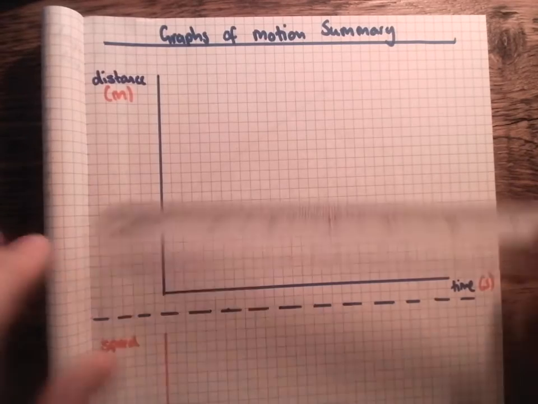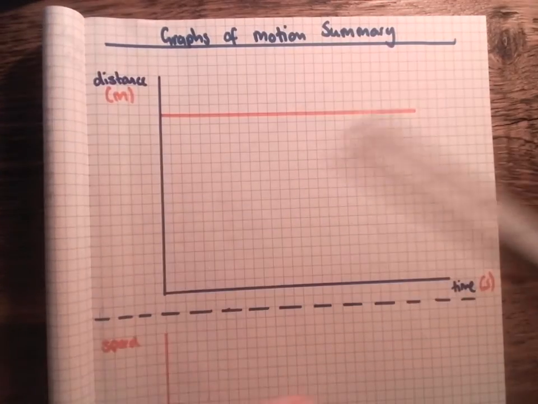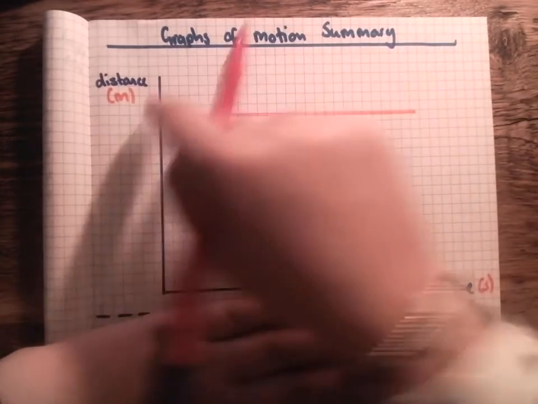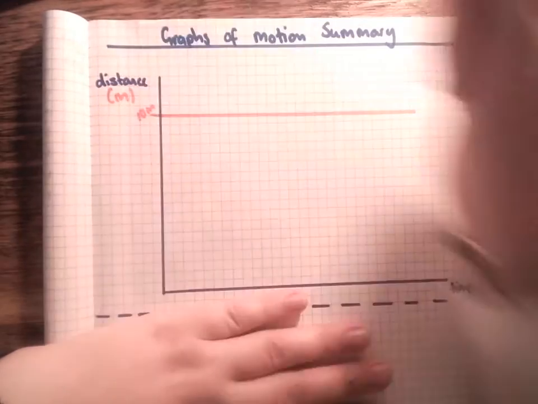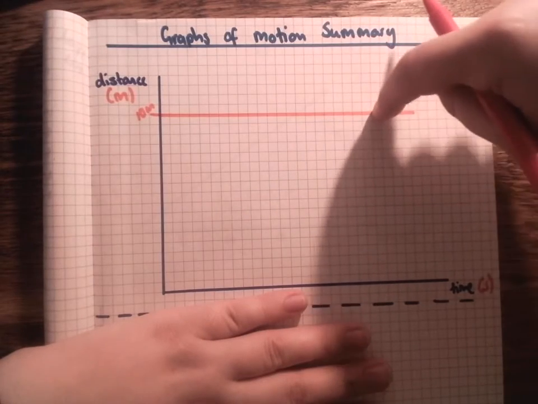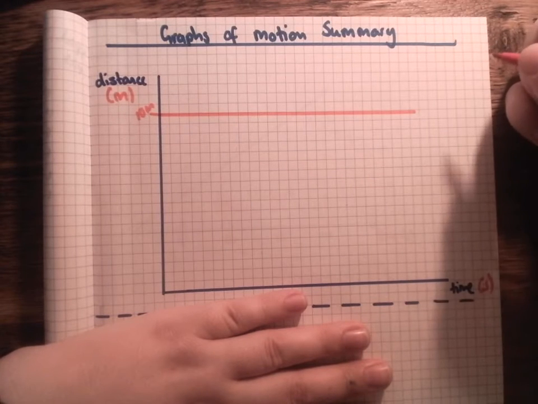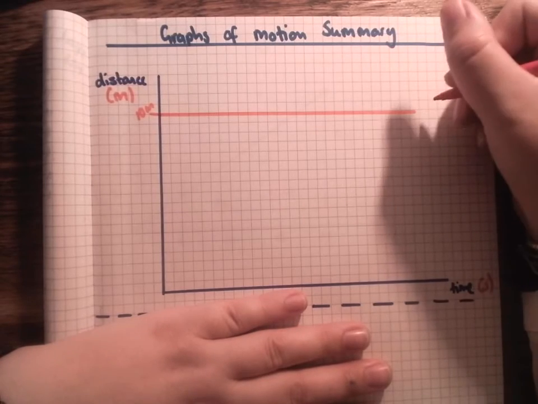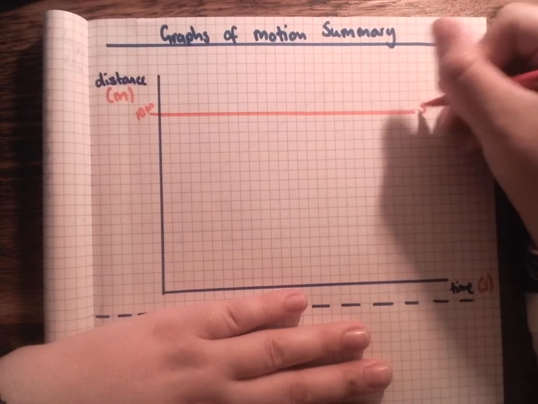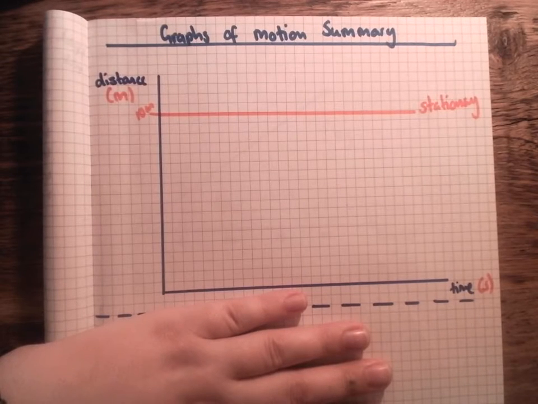So let's say, first of all, that we've got a flat horizontal line. If I see a flat horizontal line, this may be, let's say, at 10 meters, and it's still at 10 meters, still at 10 meters. It hasn't gone anywhere, it hasn't moved, which means it doesn't have a speed. It is traveling at a constant speed of 0, which means that it is stationary. Stationary is our fancy scientific word meaning that it's not moving.